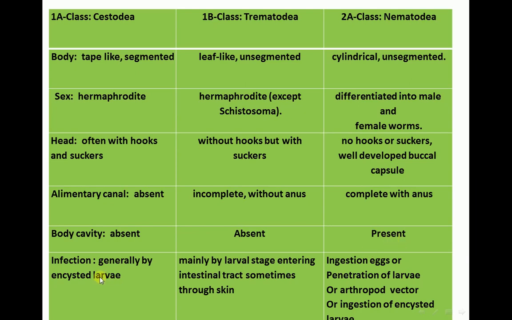Mode of infection in Cestoda is by encysted larvae. In Trematode, mainly by larval stage, entering the intestinal tract, sometimes through skin. While in Nematode, the mode of infection is through ingestion of eggs, penetration of larvae, arthropod vector, or ingestion of encysted larvae.